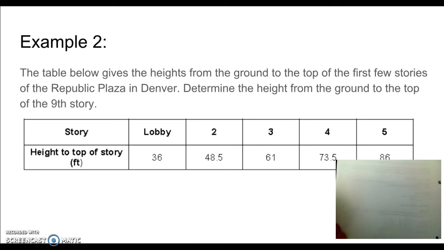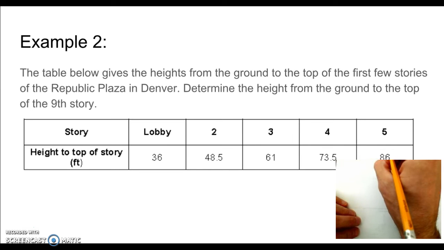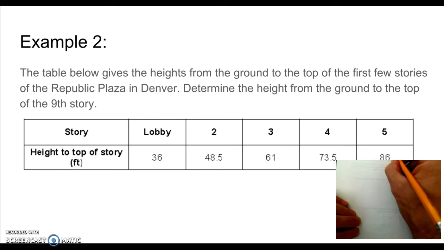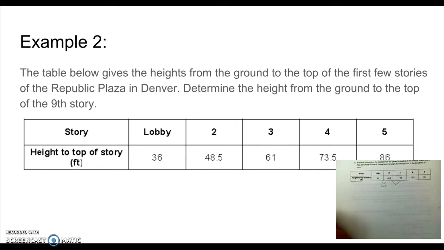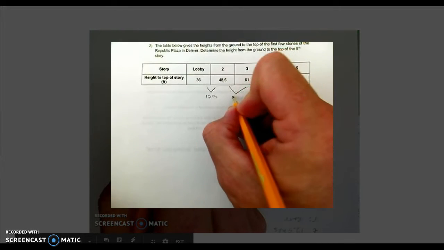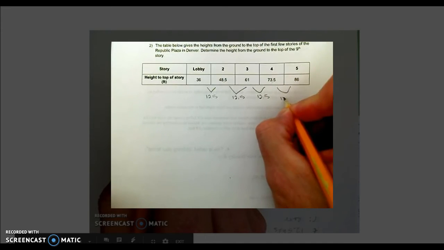In this example, in a table, we're given heights from the ground to the top of the first few stories of a building in the Republic Plaza in Denver. And our job is to find the height from the ground to the top of the ninth story. We take a look at the information, and one of the things we can do is see how this changes. 48.5 minus 36, on my calculator, is 12.5. 61 to 48.5, that also is 12.5. 73.5 from 61, that's 12.5.